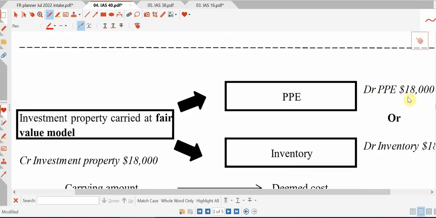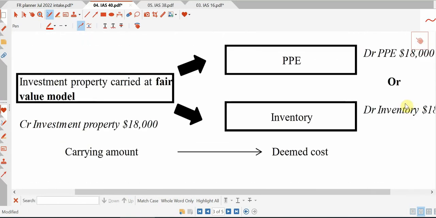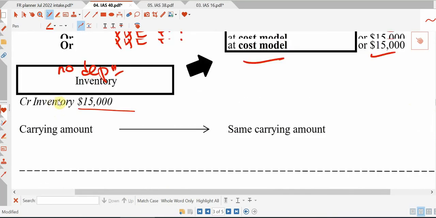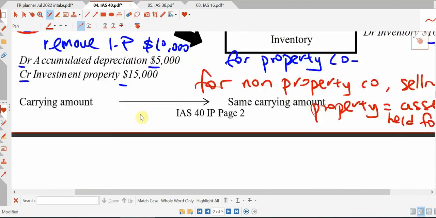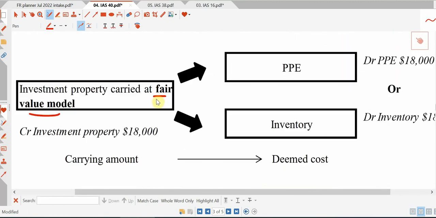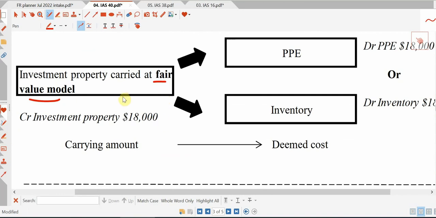Okay, moving on. C. Now look at C. C looks like A, right? Because A just now, also from investment property to PPE, or from investment property to inventory. But now C is that the investment property is a fair value model. But just now, if I look at A again, the investment property is a cost model. So a bit different. Back to C. IP, fair value model, has no depreciation. Yeah, we know that. Fair value model, no depreciation.